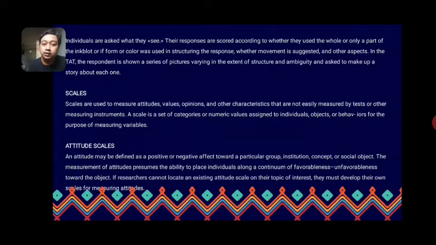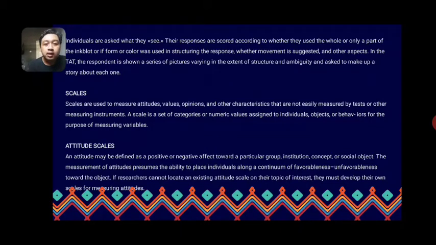Scales. Scales are used to measure attitudes, values, opinions, and other characteristics that are not easily measured by tests or other measurement instruments. A scale is a set of categories or numeric values assigned to individuals, objects, or behaviors for the purpose of measuring variables.